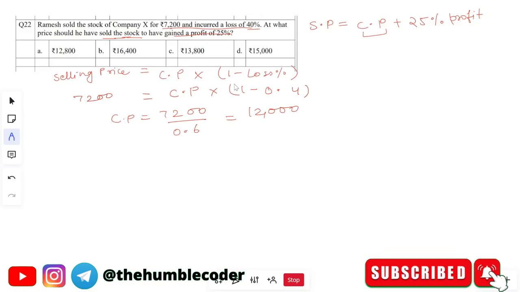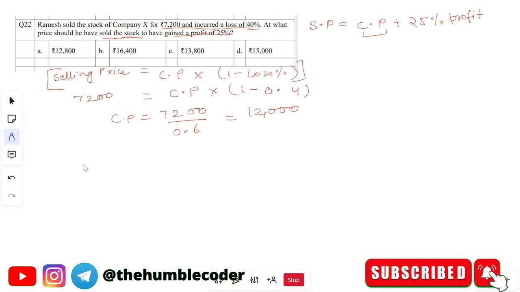So guys, I hope you have understood this part. That is why we are doing 1 minus loss percent. Basically, this is the formula only. Whenever we have a loss and we have to find the selling price, we calculate it in this way. That is our cost price and how much of the loss has happened. So if a loss has happened, then out of the total, you will deduct that loss amount. That is why we do this 1 minus loss percent.